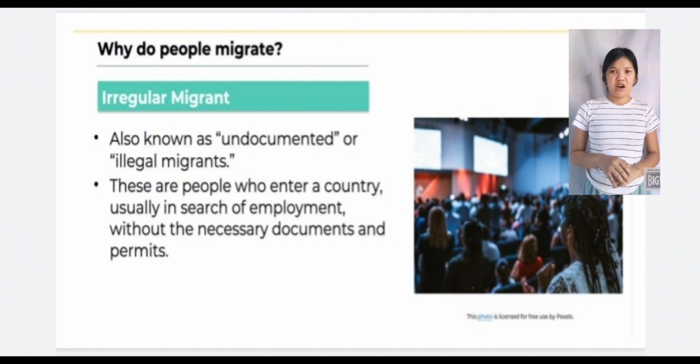Irregular migrant, also known as undocumented or illegal migrants. These are people who enter a country, usually in search of employment, without the necessary documents and permits. So, from the word irregular, these are migrants that have no visa, also known as undocumented or illegal migrants.